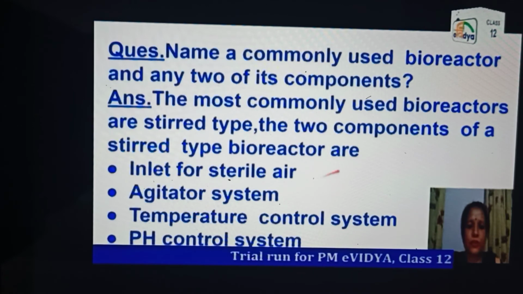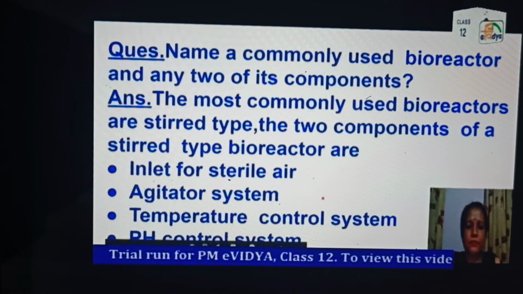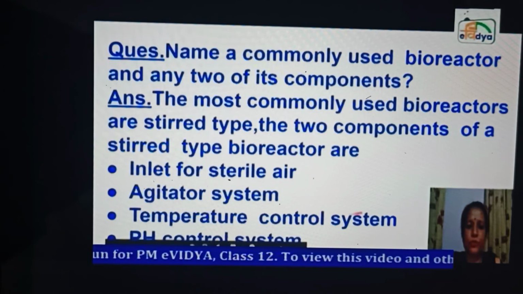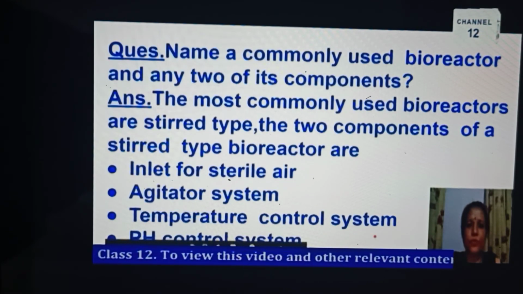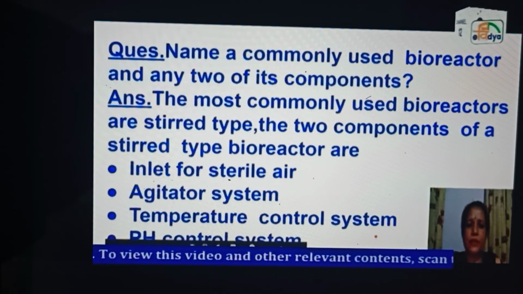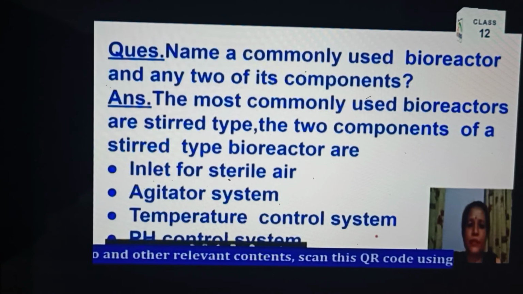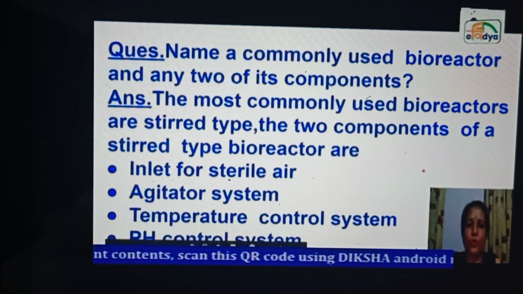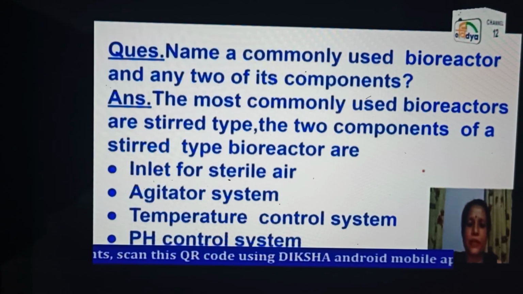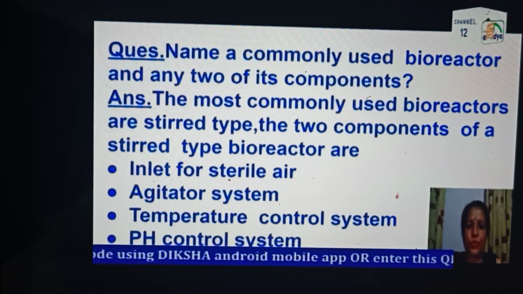Inlet for the sterile air, agitator system, temperature control system, pH control system. So all these components are present in the bioreactor, which will provide suitable conditions for the host cell to grow, so that we can obtain the desired products in a large quantity.